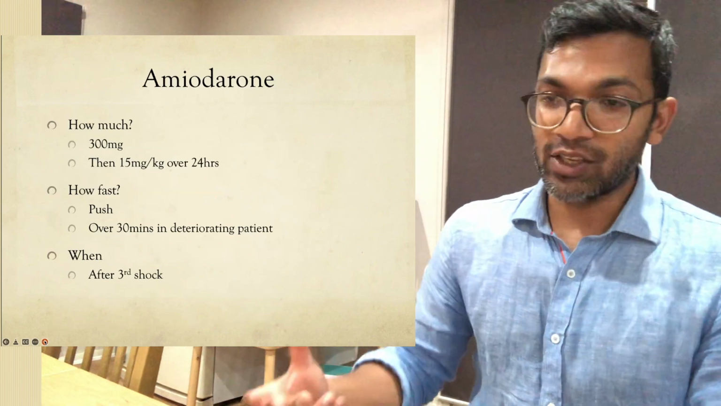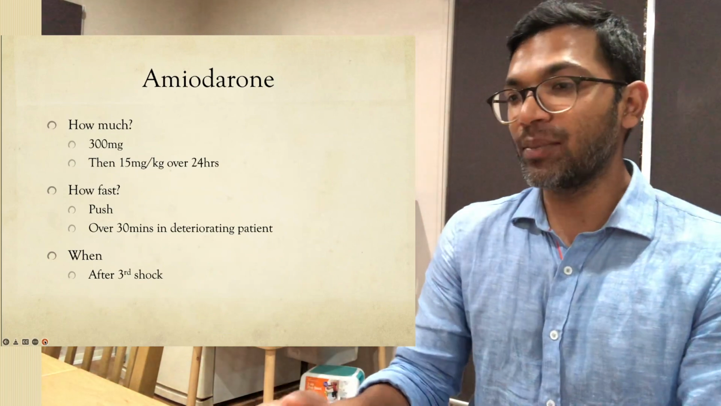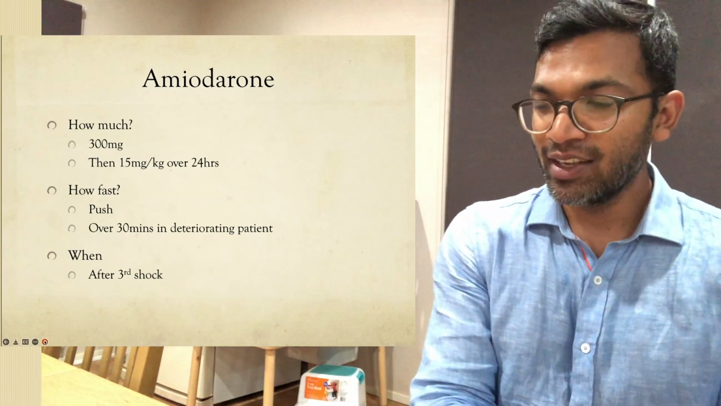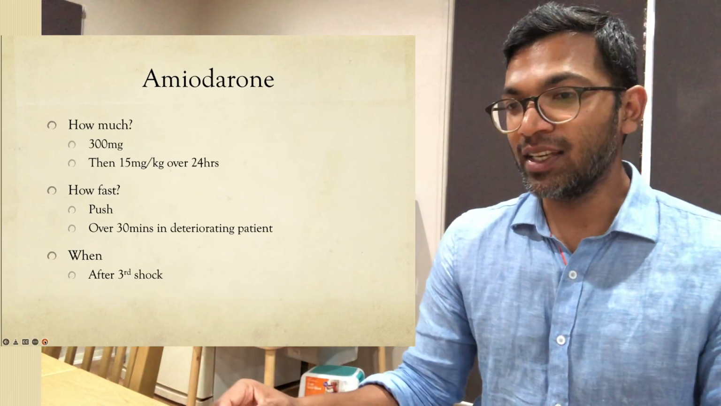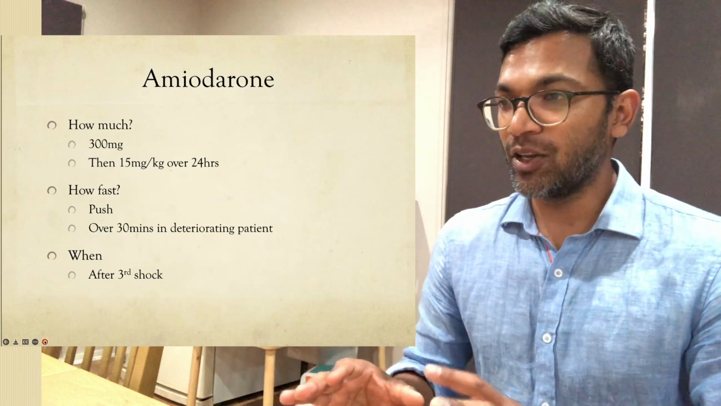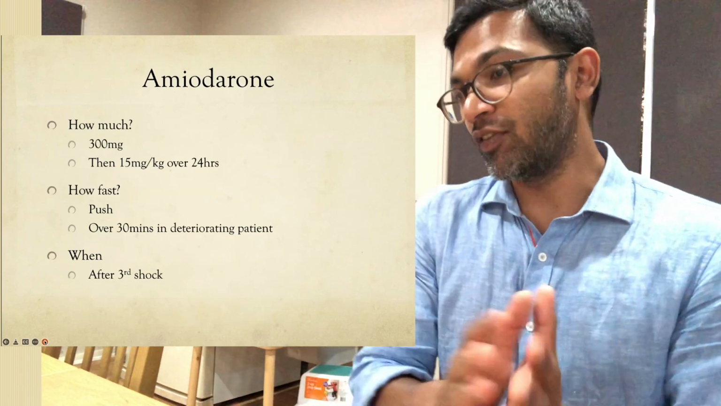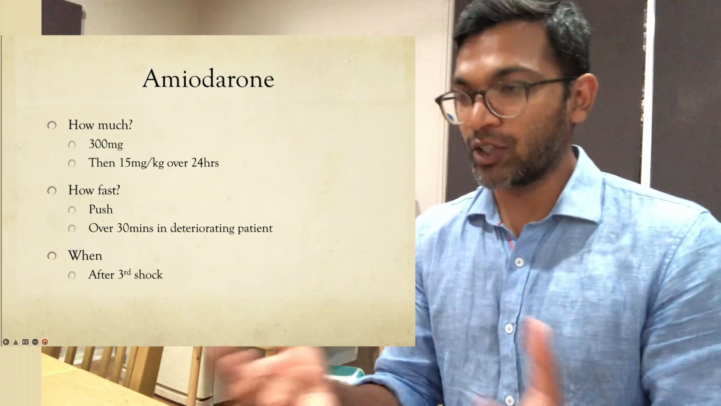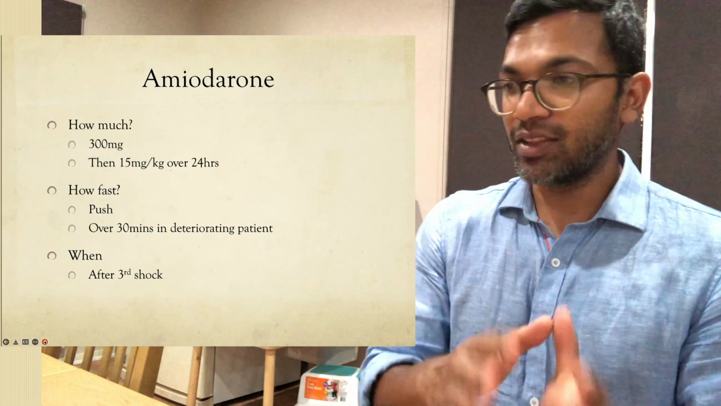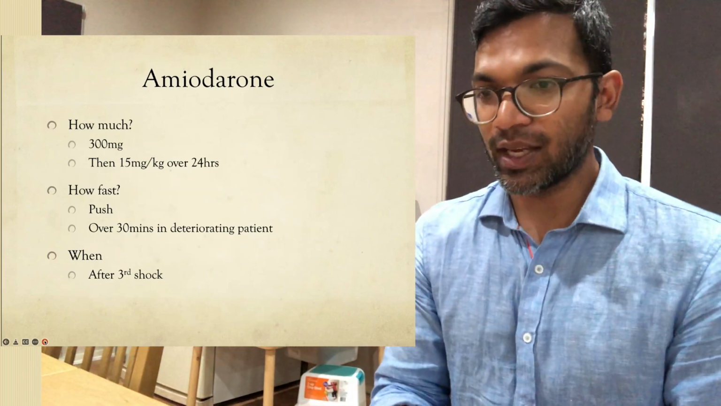How fast do you do it? So you give a push straight up in an arrested patient. You can't do any harm, but just remember, in a deteriorating patient, with some kind of rapid AF or pulsatile VT, you definitely don't give it amiodarone straight away. If you give it as a push over a minute, the patient will arrest, or could potentially arrest right there. So over 30 minutes for a deteriorating patient, but you can just give it for an arrested patient.